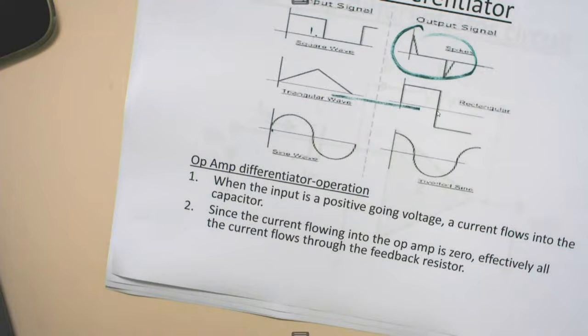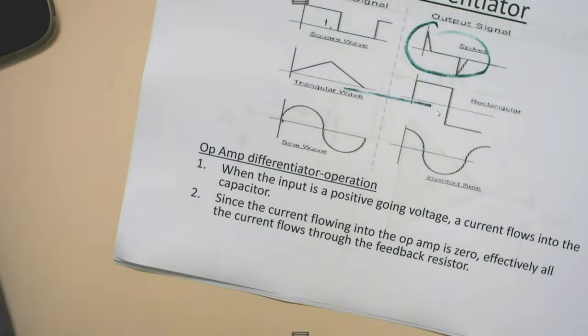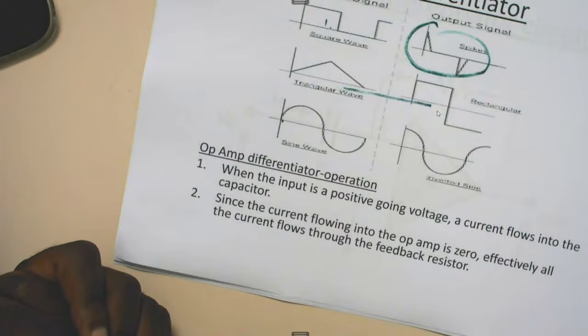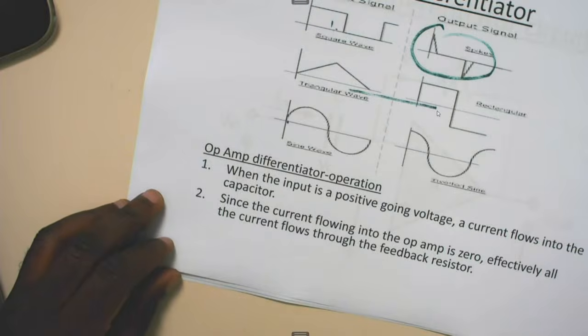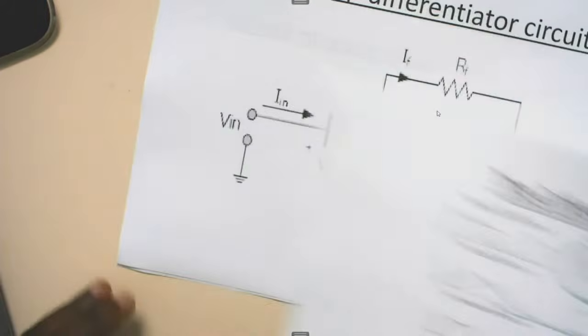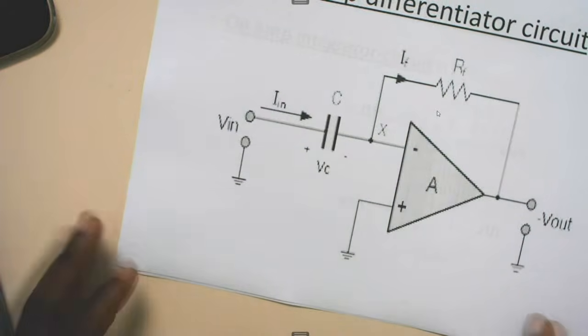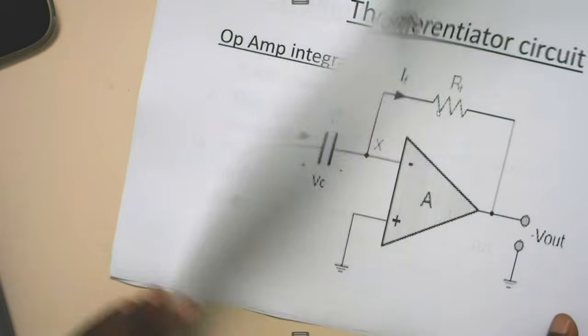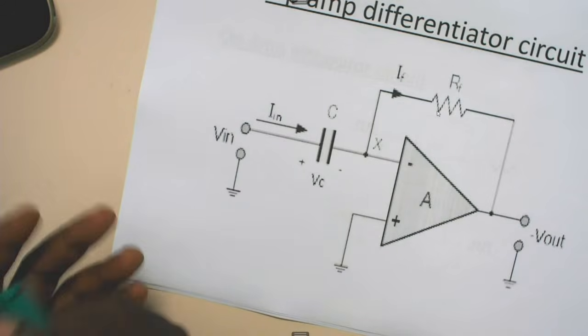Then let's go to the operation of the differentiator. When the input is a positive-going voltage, a current flows into the capacitor. Since the current flowing into the op-amp is 0, effectively all the current flows through the feedback resistor. Then here we've got our op-amp differentiator. Understand that there are many of these circuits, so it is important that learners remember all these circuits and their operation.